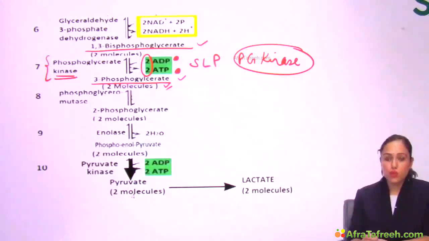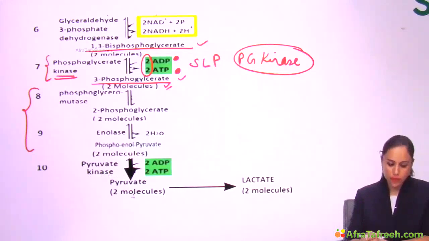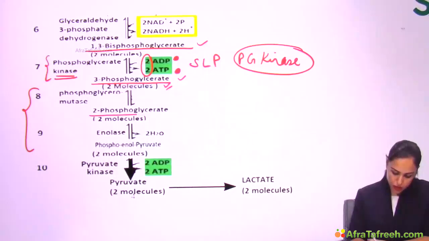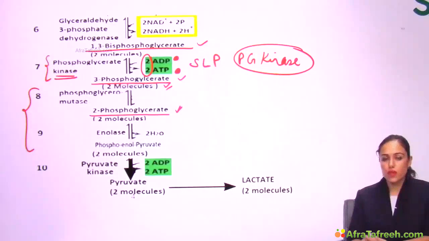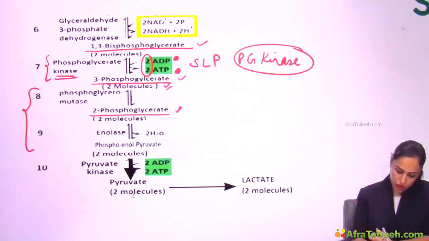So our next 2 steps, that is number 8th and number 9th step, is like a preparation to make high energy bond. So let's see the detail. 3-phosphoglycerate gets converted to 2-phosphoglycerate. So phosphate is getting transferred from number 3 position to number 2 position. And the name of enzyme is mutase.